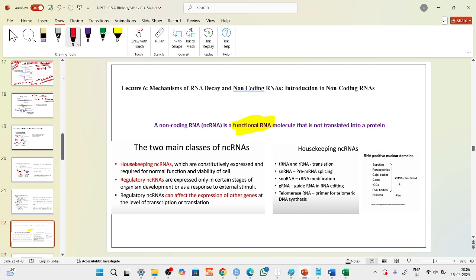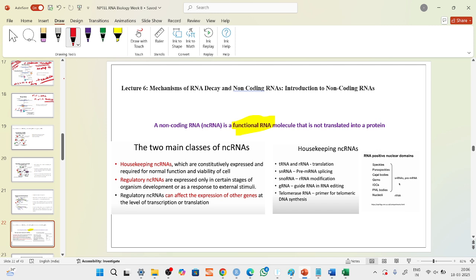Okay, constantly these housekeeping RNAs are expressed and they are required for the normal functioning of the cells. And others are the regulatory non-coding RNAs. They are expressed only in certain stages of organism development. They are not expressed constitutively. They are only expressed in certain stages or in response to some external stimulus. So two categories. First is housekeeping non-coding RNA, and second one are the regulatory non-coding RNAs.